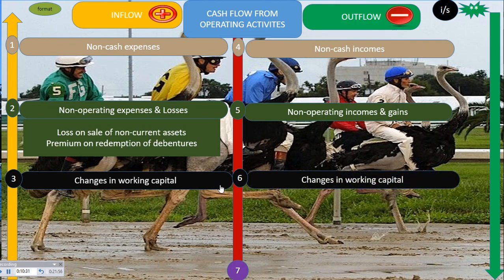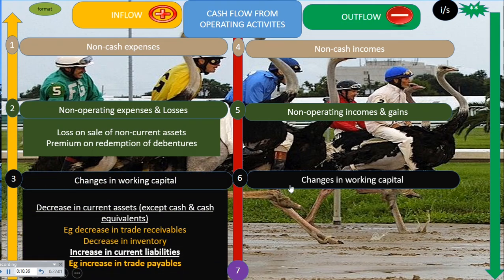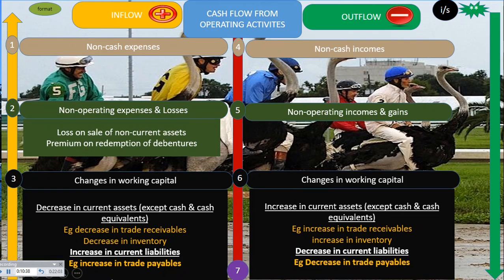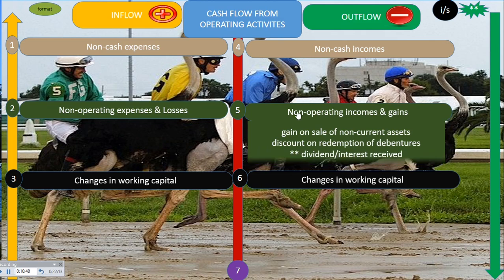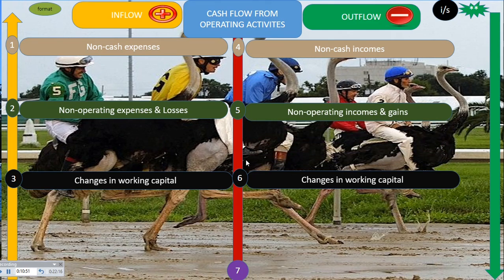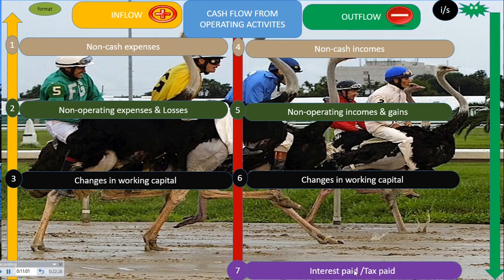So changes in working capital will just be the reverse of this. Here, with the decrease in current assets, there is going to be an increase in current assets, that's less. Here, an increase in current liabilities, so there is going to be a decrease in current liabilities, that's going to come under less. So that's how we learn cash flow from operating activities. Now there is one more thing under outflow you need to put here, that is your interest paid and tax paid. When interest and tax are paid, there is an outflow of cash, so this should go out here.